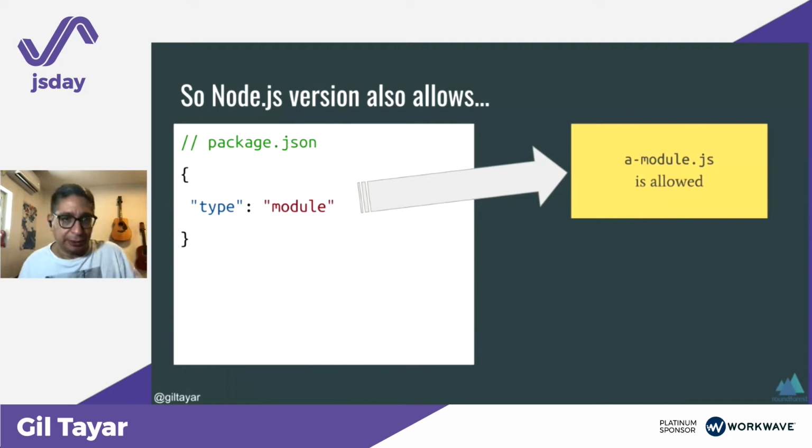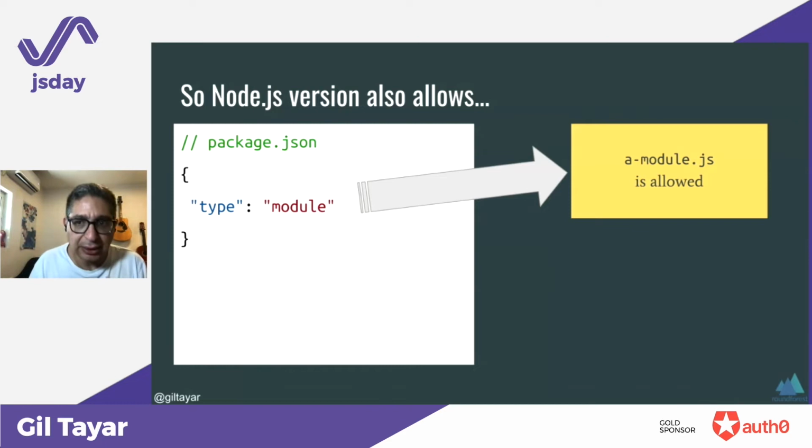So they changed it. Node.js also allows adding "type": "module" in the package.json. If you add that, every JS file is now an ESM. It's not either-or: if you add type module, every JS file is now an ESM file. And if you really, really want a CJS file, you can add a .cjs extension.